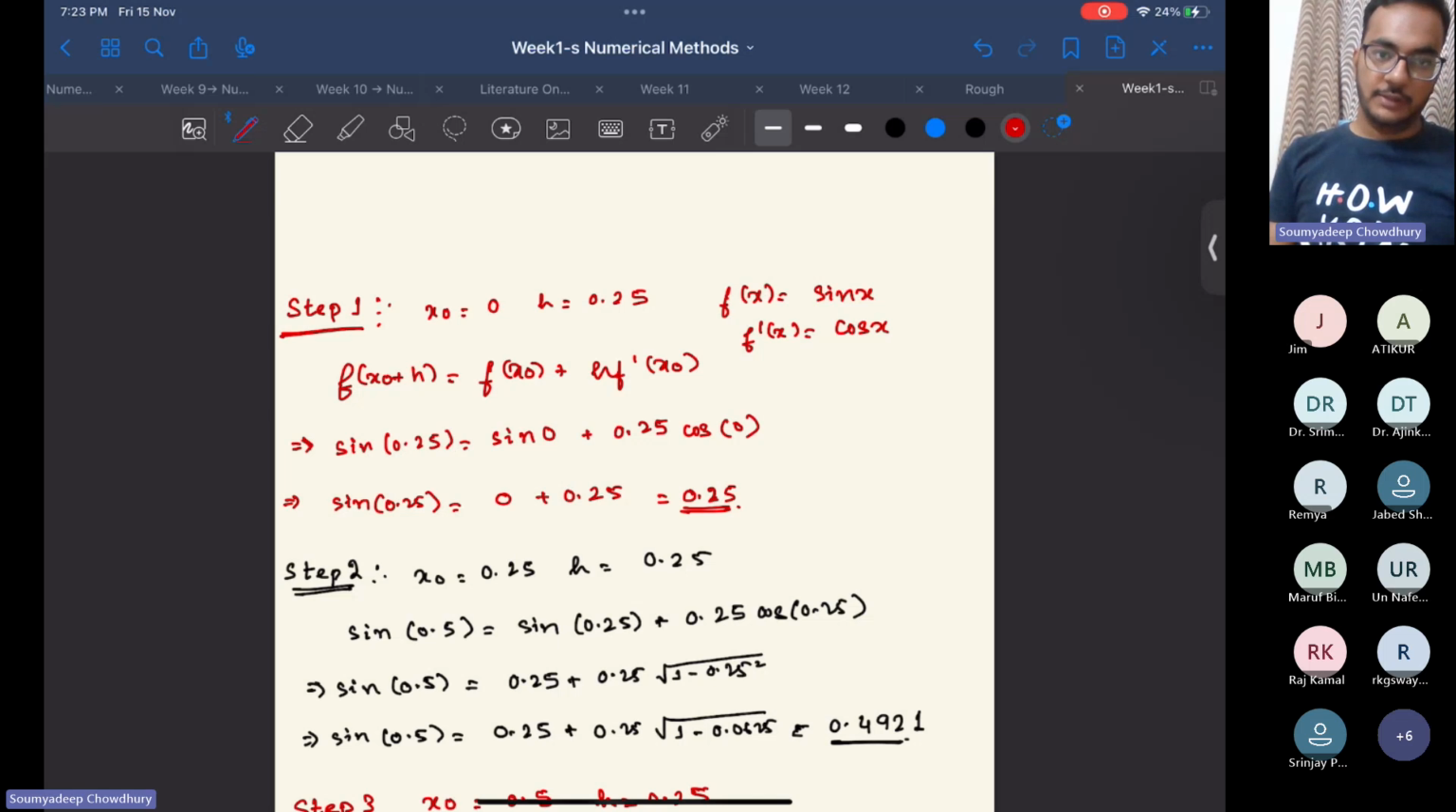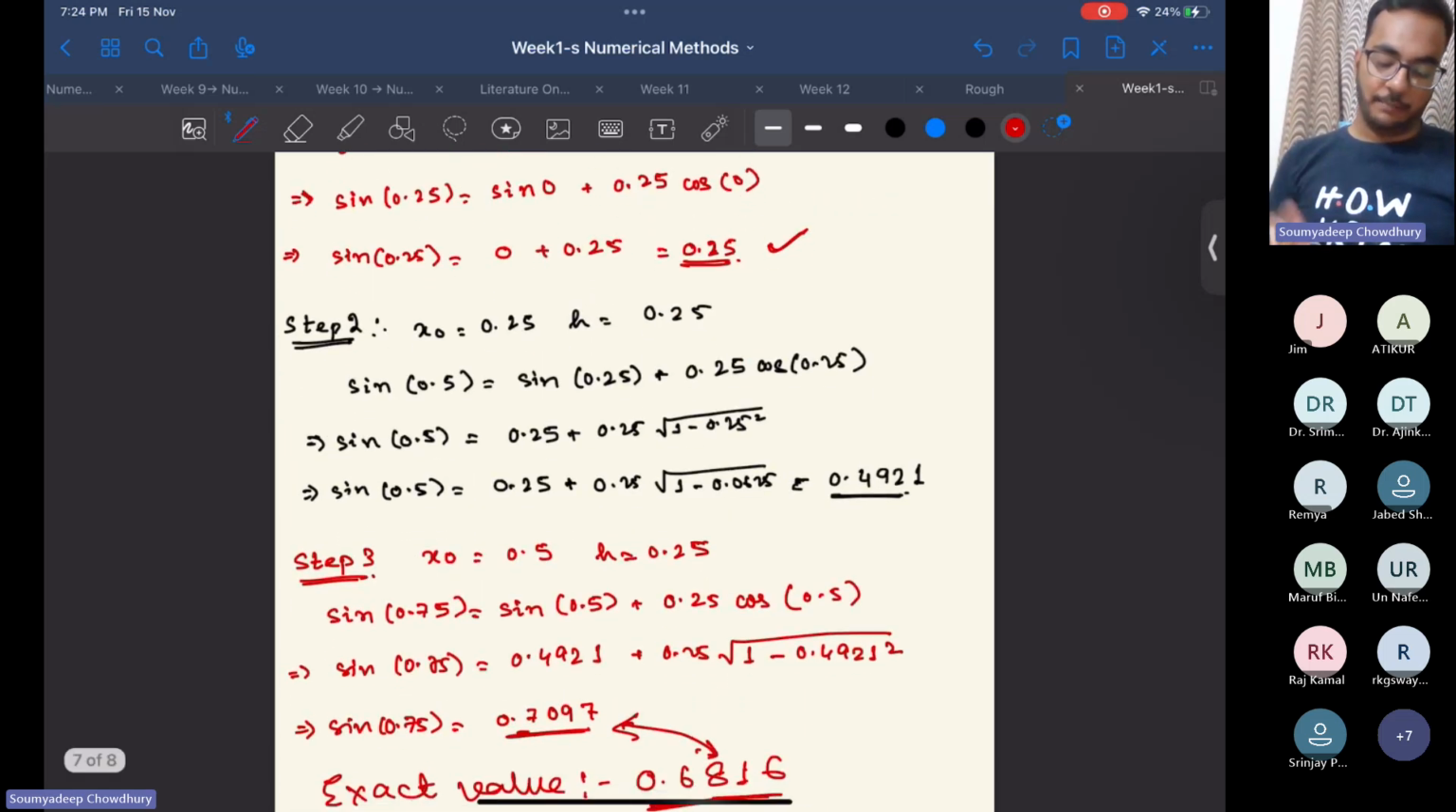So in the first step x naught is 0, h is 0.25, and the formula is f of x naught plus h equals f of x naught plus h into f dash x naught. So you need f dash x also. f of x is sine x, f dash x is cos x. For the first step x naught is 0 and h is 0.25. We substitute this and we get the value of sine 0.25.